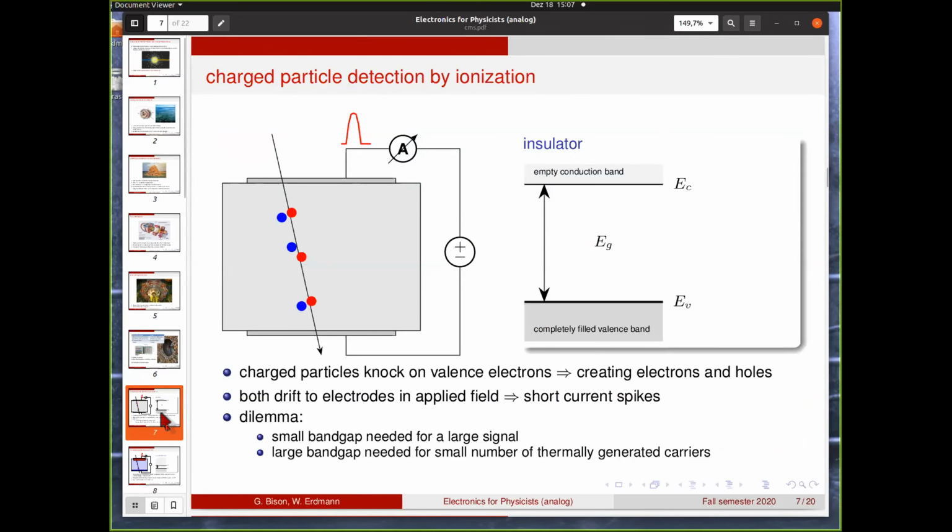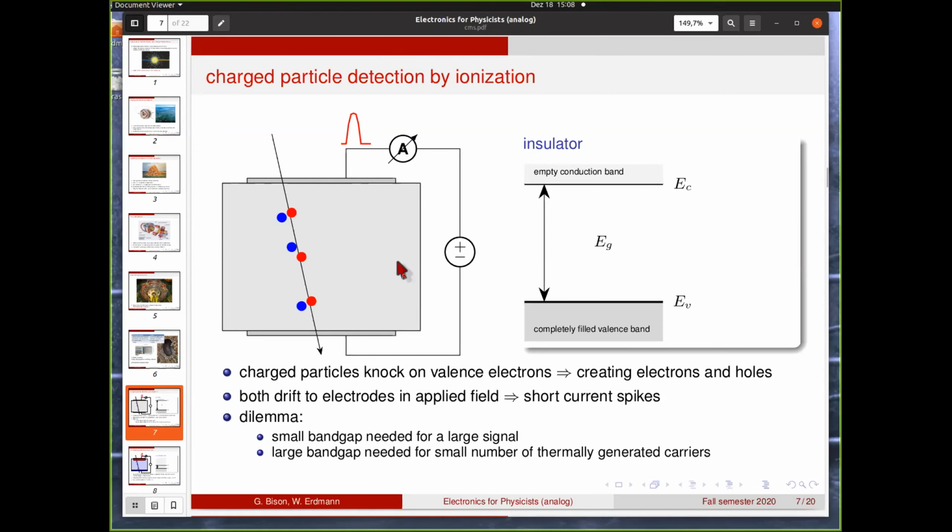Okay, so how do you measure a charged particle in such a detector? In principle, that's very easy. You just need some material, and when a charged particle flies through, it will knock valence electrons out of this material, and this creates along the flight path pairs of electrons and holes.